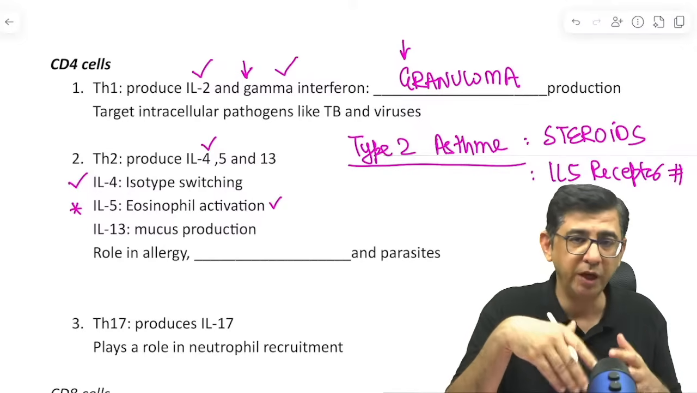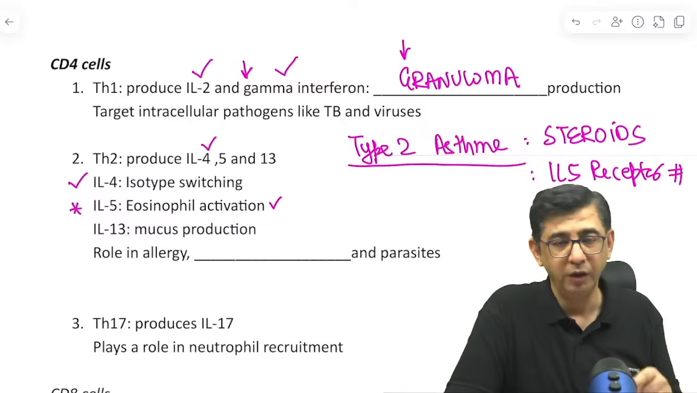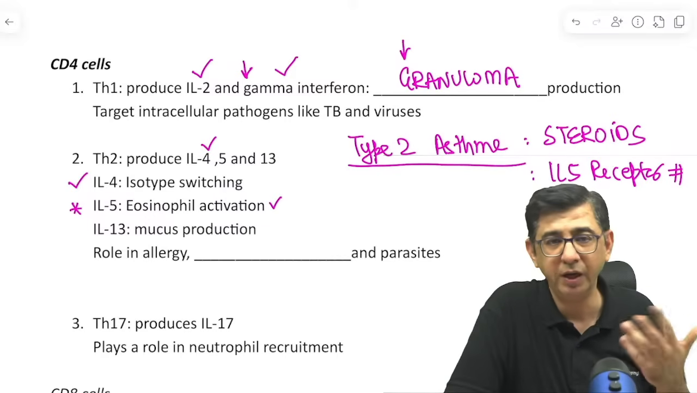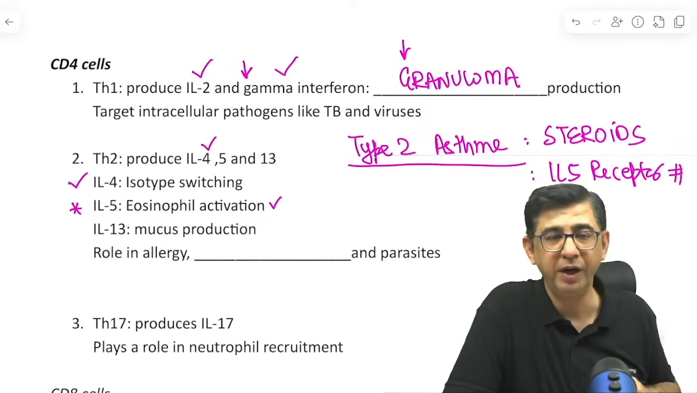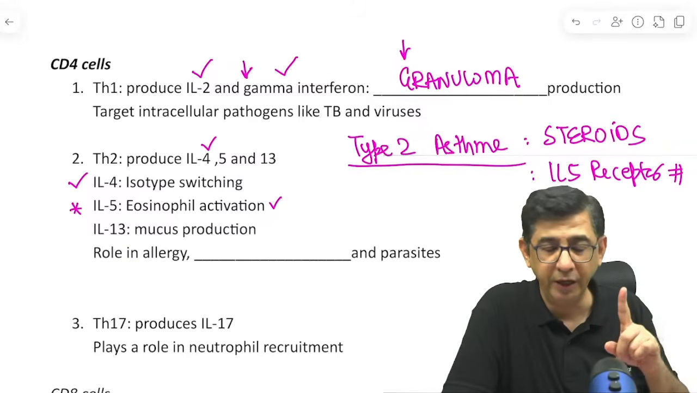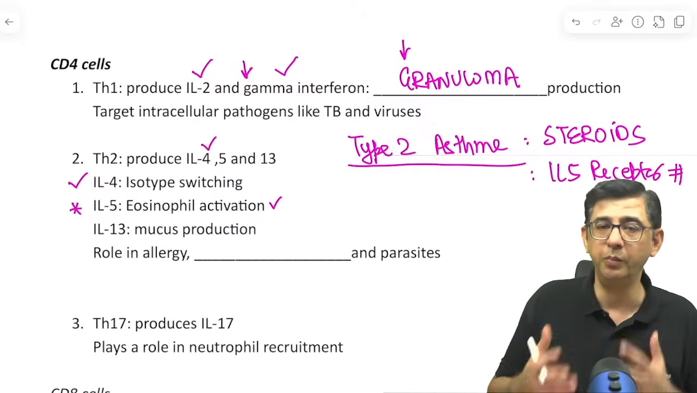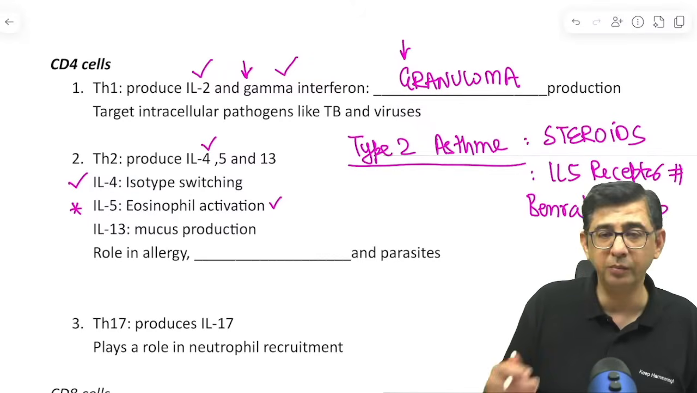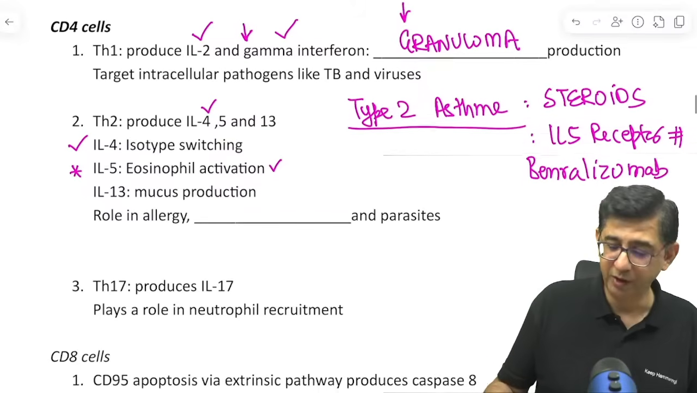What I mean by isotype switching is that interleukin 4 ensures that your B cell now does a specialized function: the remaining antibodies G, A, E can be produced. Interleukin 5 plays a role in eosinophil activation. So if you block the interleukin 5 receptor, eosinophil activation will not occur, histamine release will not occur, and thereby asthma attacks can be controlled. Therefore a biological is now available as a once a month injection for asthma, by the name of benralizumab.